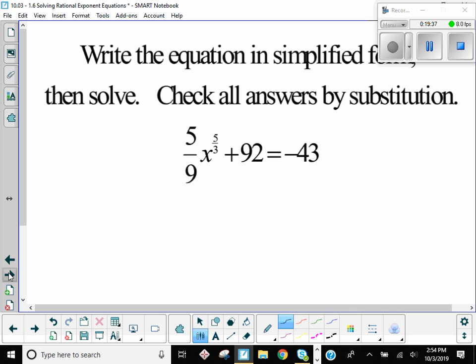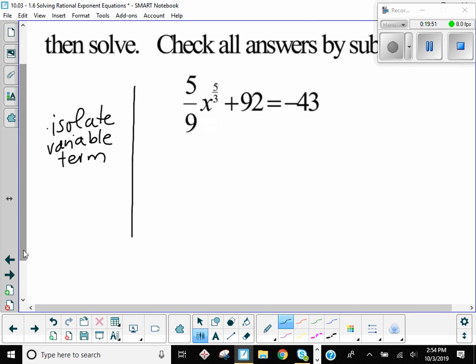Subtract 92, right? So we begin by isolating the variable term, which in this case is the x to the 5/3. No parentheses or anything this time. So minus 92 to both sides. 5/9 x to the 5/3 equals negative 135.